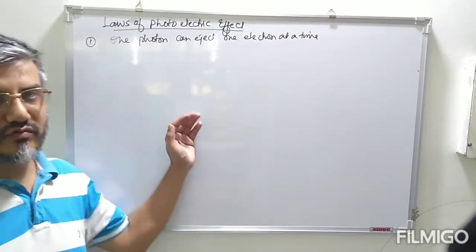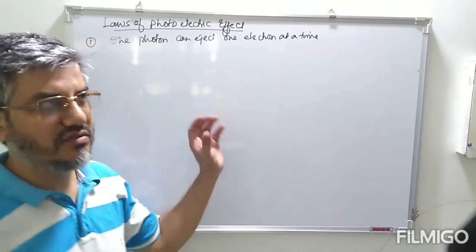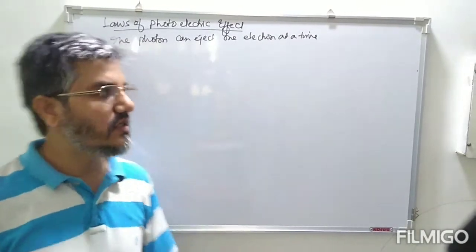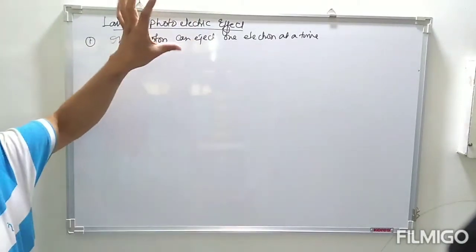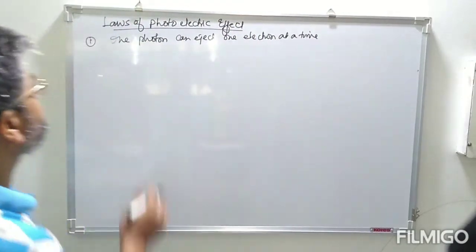So don't say one photon will eject more than one electron if the energy of the photon is greater than the minimum energy. One photon has to eject one electron at a time.